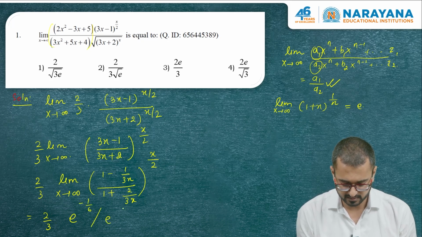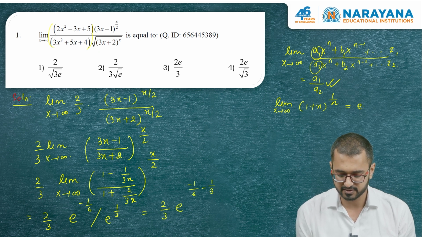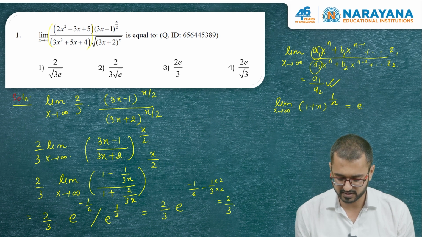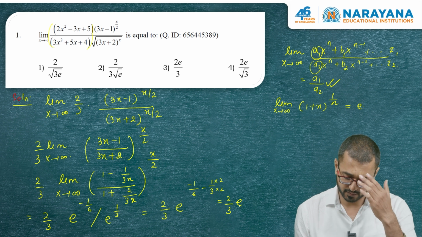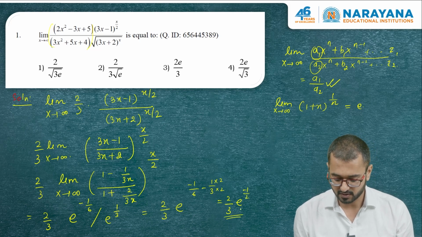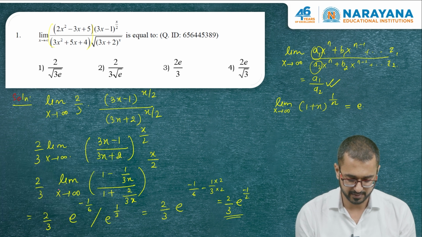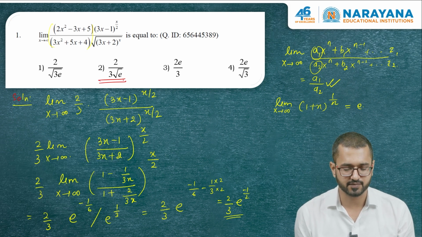This is over e to the power, this will give me 2 gets cancelled, just 1 over 3 simply. So now we'll write 2 over 3, and then e to the power −1/6 − 1/3. Multiplying and making the base the same, it will be 2/3 times e to the power −3/6, which is −1/2. That makes our option 2/3 root e correct. So that is option B. B would be the correct answer for this, I mean 2/3 root e.